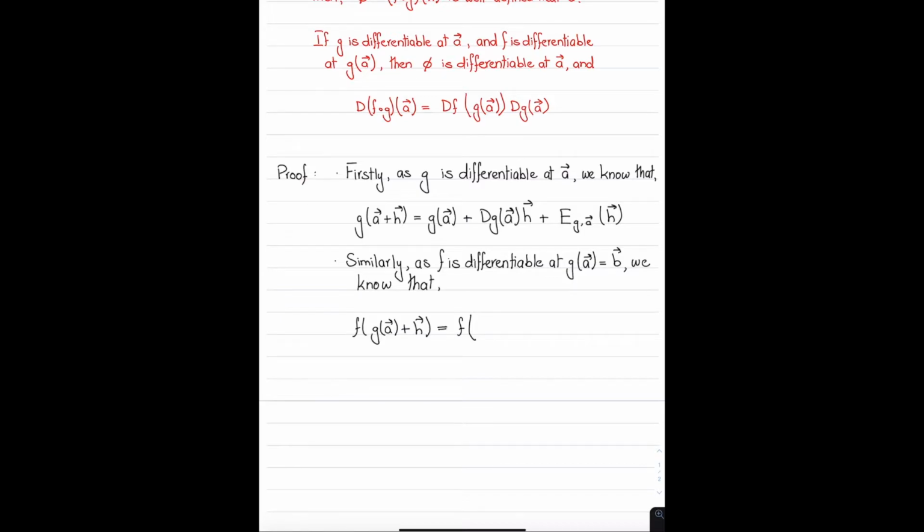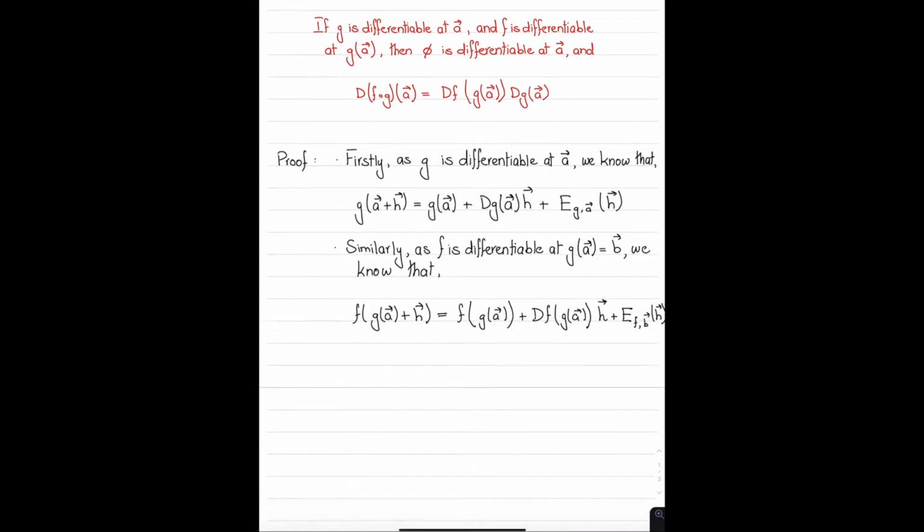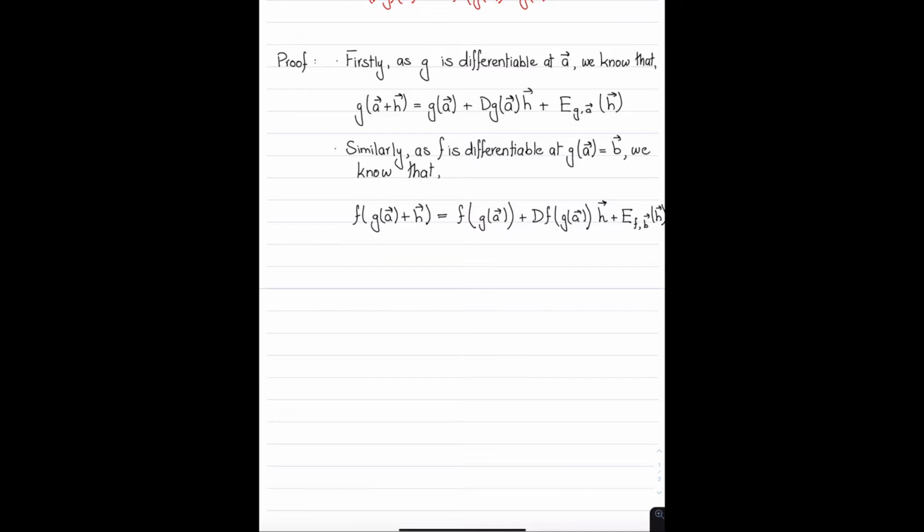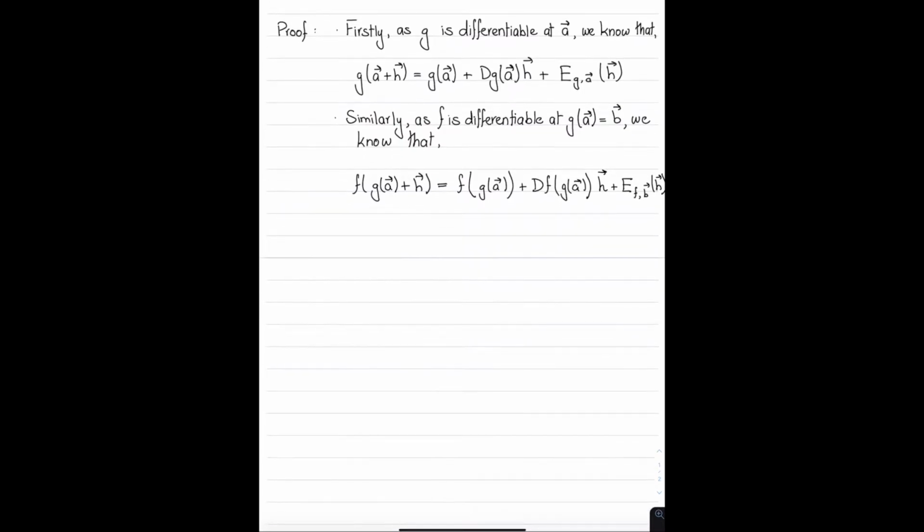Let me just see this real quick. Yeah, in fact, we can just go ahead and write it out like this. So f at g of a plus the derivative of f evaluated at g of a times the vector h plus e, the error term when we evaluate f at vector b of h. So we know that both of these things are true, but now we have to do a little bit of manipulation over here. This is how it's going to go.